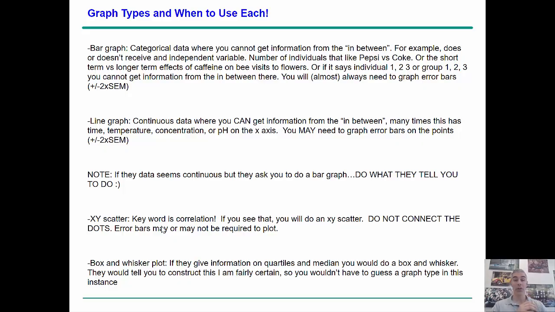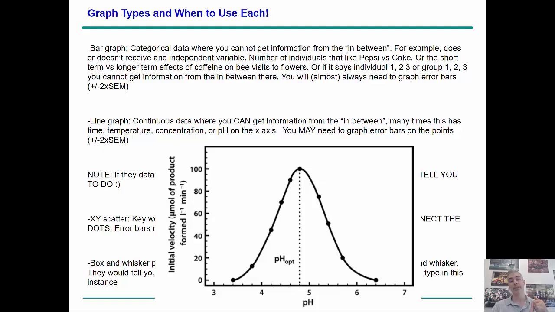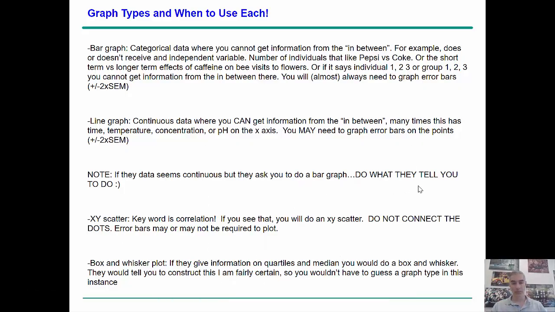Line graphs are continuous data where you can get information from the in-between. Many times it's time, temperature, concentration, or pH on the x-axis, or molarity or something on the x-axis. You probably will have to graph error bars on those points as well. You just go plus or minus over the top and bottom of the point, but you would connect the line because you can get information from the in-between on those points. If it feels like it should be continuous, but they still ask you to do a bar graph, you need to, on the AP exam, make a bar graph. Just don't ask questions, do what they tell you to do, okay?